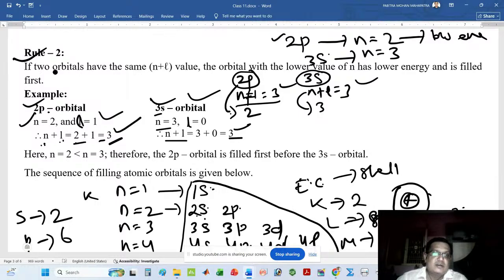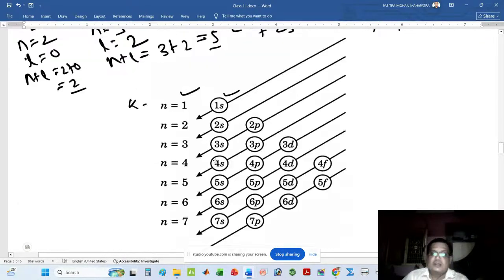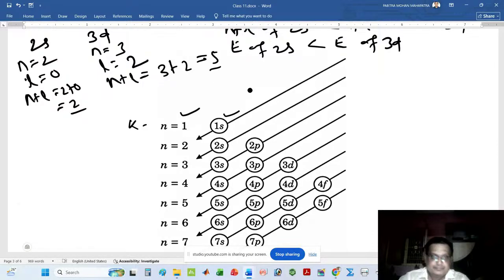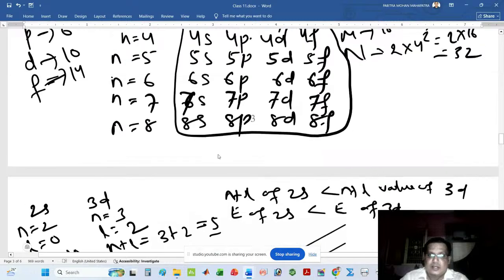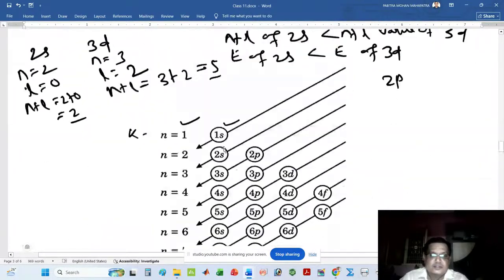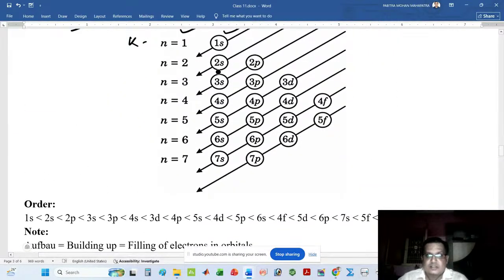So what is the second rule? If two orbitals have the same n plus L value, then the orbital with the lower value of n has the lower energy and is filled first. Let's take a second example for your better understanding. Suppose think about the 2p orbital, and here I have already given 2p orbital, another is a 3s orbital. Let me explain another example.